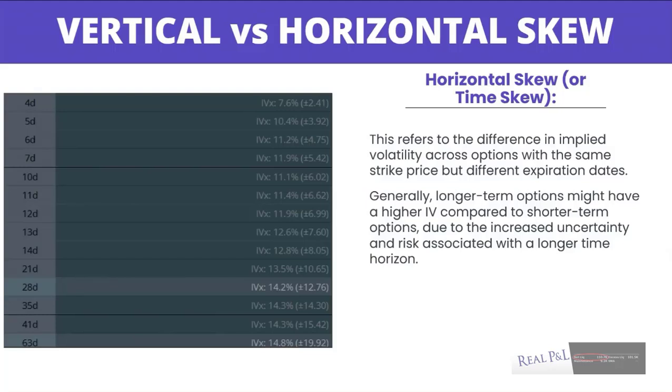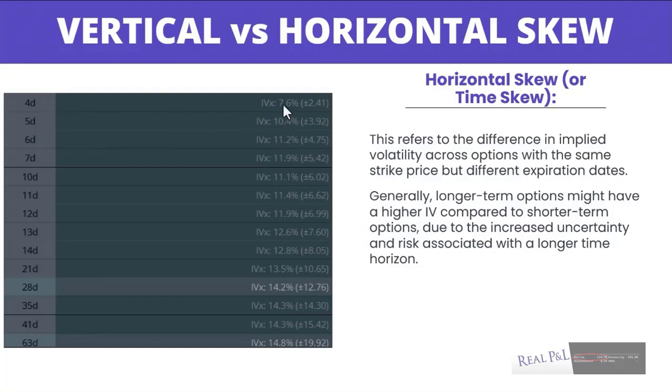Horizontal skew or time skew. This refers to the difference in implied volatility across options with the same strike price, but different expiration dates. Generally, longer-term options might have higher IV compared to shorter-term options due to the increased uncertainty and risk associated with a longer time horizon. You can see here, for example, this is 4 days.